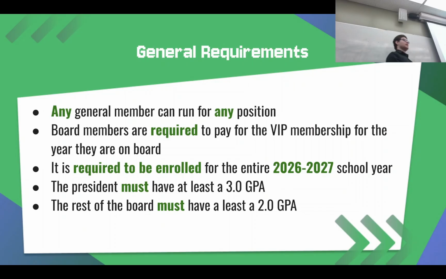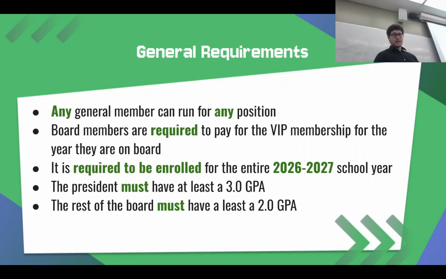We put in a little bit of cash down. It is required to be enrolled for the entire school year. Here it says the president must have at least a 3.0 GPA and the rest of the board must have at least a 2.0 GPA. I did reread the handbook last night and it did say any position can have at least a 2.0 GPA. I'm still not sure, but I guess it's a good idea. If you have a 3.0 GPA, maybe you're good enough at handling yourself that you can handle the president position as well. I'd say look at it that way.